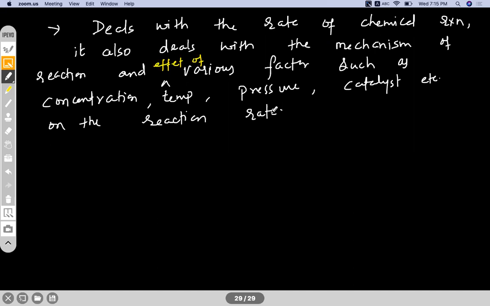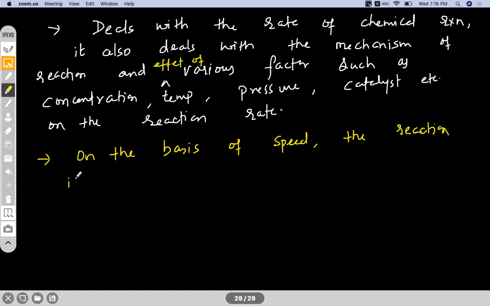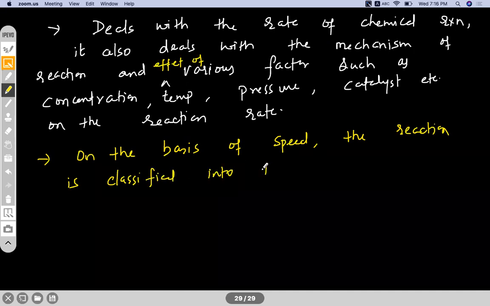Now, since we are talking about the speed of the reaction, on the basis of speed, reactions are classified into three categories. Okay, so write down: on the basis of speed, any reaction is classified into three categories.